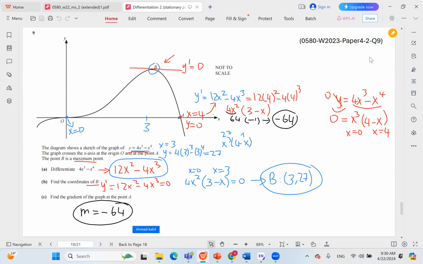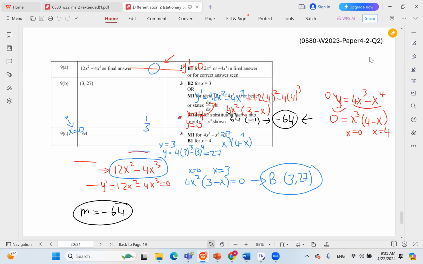The trick I just did with the factorization is not necessary. You can just use your calculator. I just find it faster sometimes to factorize to make the calculation easier for myself. So we have 12x power 2 minus 4x power 3, and then we have 3 comma 27, and then we have negative 64 as a final answer.